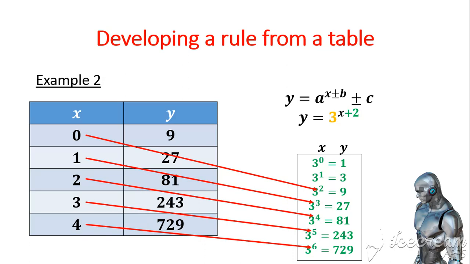Y is equal to 3 to the power of x plus 2 more. So when x is 0, we're going to plus 2 onto it and go 3 to the power of 2 to get 9. When x is 1, we're going to add 2 more to get 3 to the power of 3, which is 27. When x is 2, we're going to add 2 more. 2 plus 2 is 4, and 3 to the power of 4 is 81. So the trick is to add 2 more onto our value of x to get the correct y values.